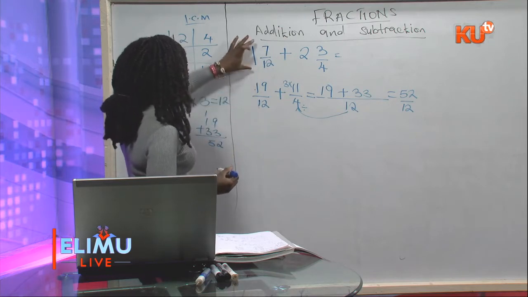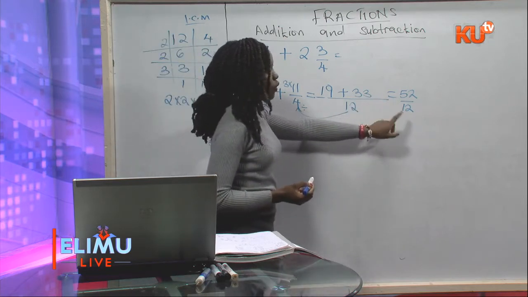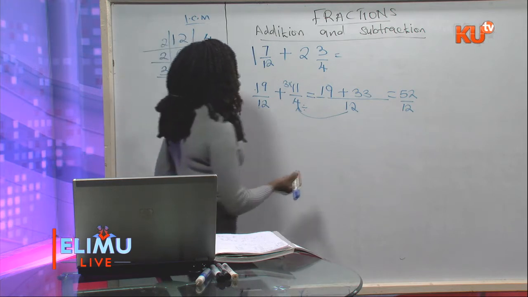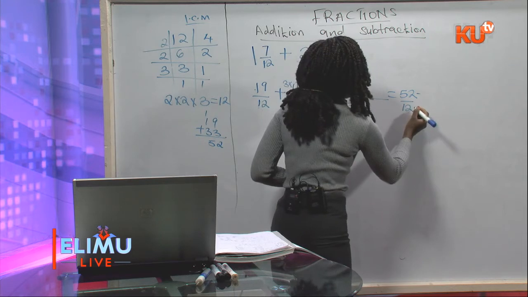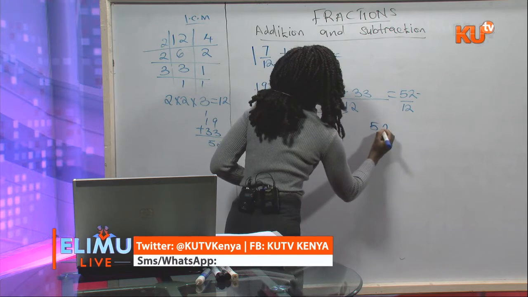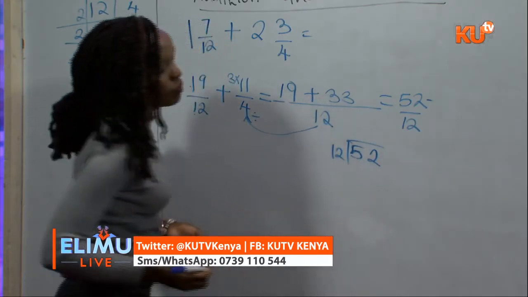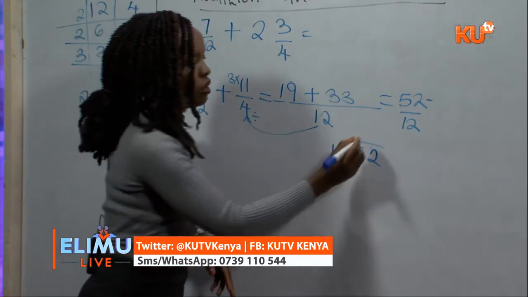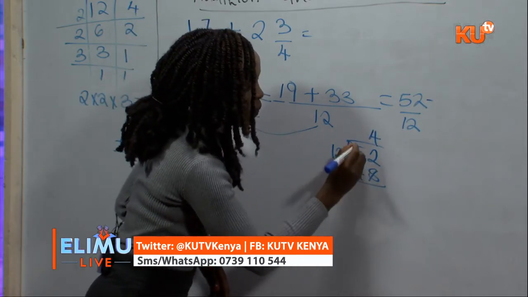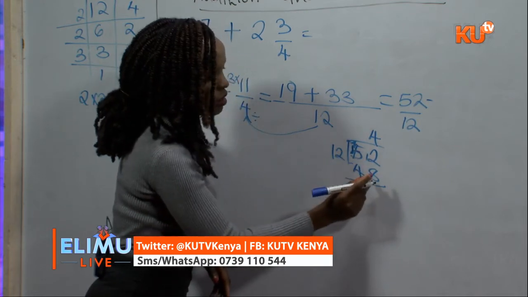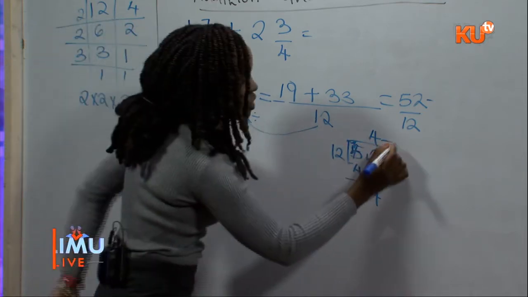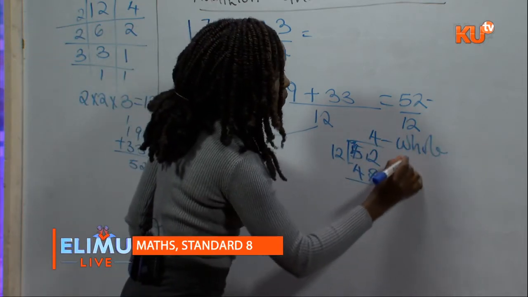And remember, we are dealing with mixed fractions. So we can't leave our answer like this. We have to convert back to a mixed fraction. And how do we convert that? We take the numerator, we divide by the denominator. So we take 52, we divide by 12. 12 will go to 52 4 times because of 48. And then we subtract, 52 minus 48 is 4. So this 4 here is going to be our whole number.